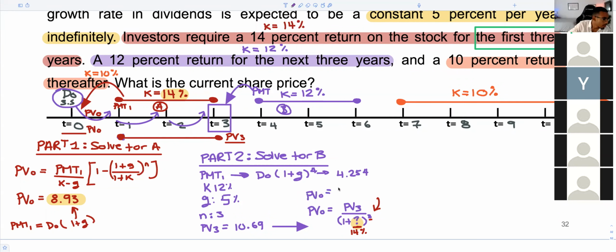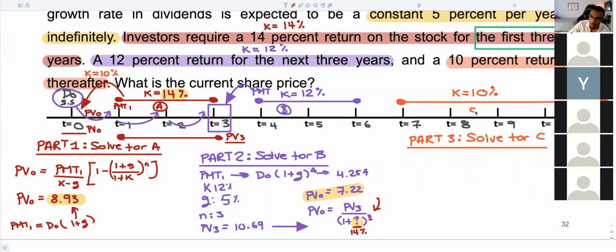So now we have essentially PV0 being equal to 7.22. All right, that is our PV0. And now we could actually start using our perpetuity formula for part 3. Solve. Proceed.